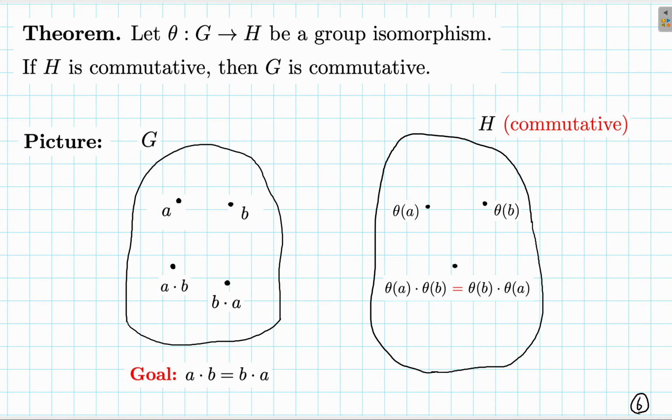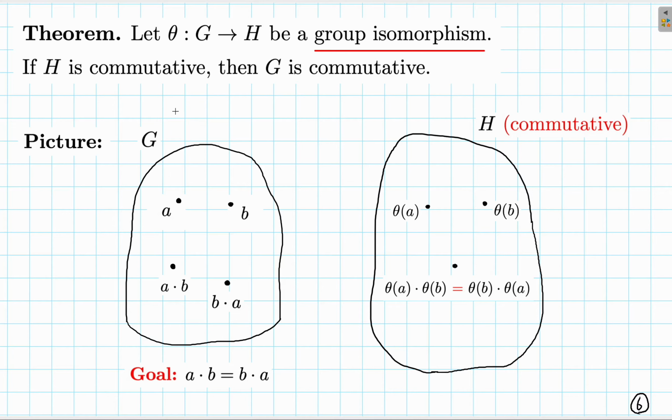Here's a theorem involving an isomorphism. It states: let theta from G to H be a group isomorphism. And what we mean by this is that G and H are groups, and theta is an isomorphism between the two. So that's what we mean by group isomorphism. And the statement is that if H is commutative, then G is also commutative.